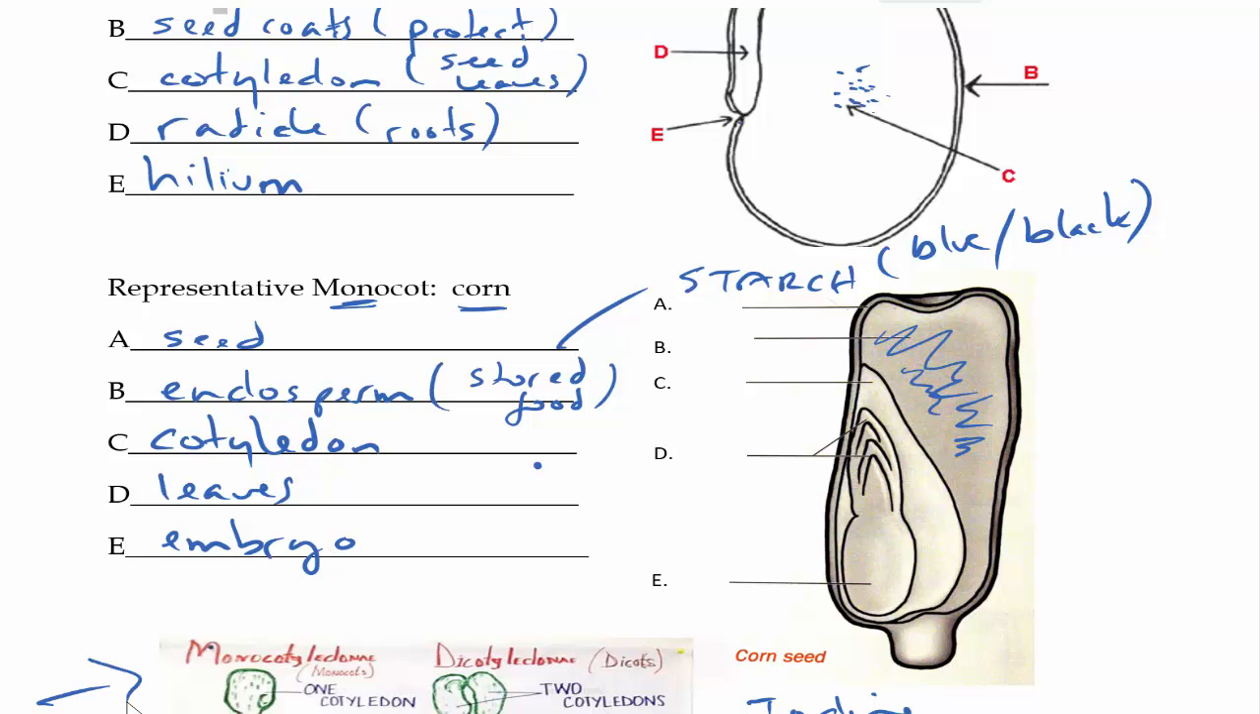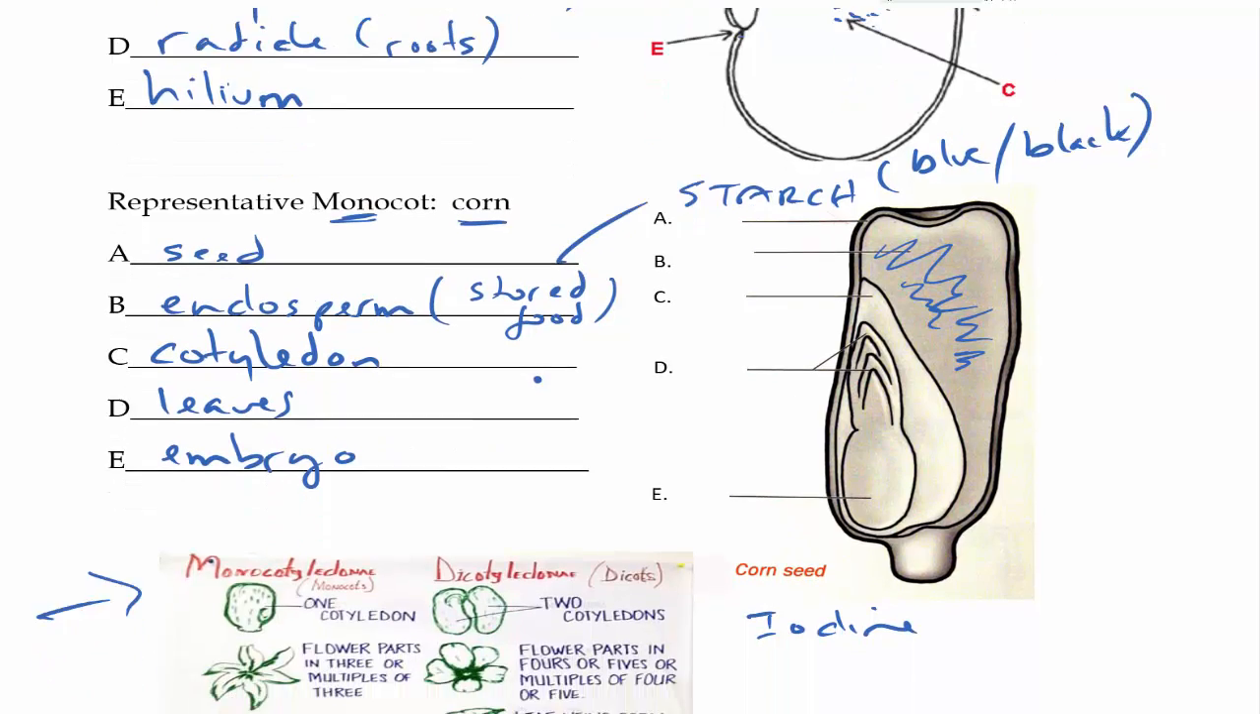Make sure you read this. Nice summary of the differences between the monocots and the dicots. And I think the sooner you can get at that lab, the better.